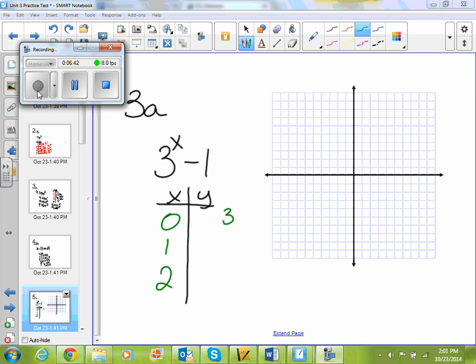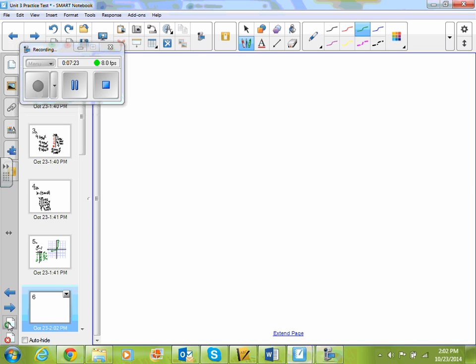If I plug in 3 to the 0 minus 1, 3 to the 0 is 1, 1 minus 1 is 0, so now I've got a point at 0, 0. If I plug in 1, 3 to the first minus 1, 3 to the first is 3, minus 1 is 2, so over 1 up 2. And then if I plug in 2, 3 squared minus 1 is 8. So I know that my graph is going to look something like this, where it starts out flat and then gets steep.